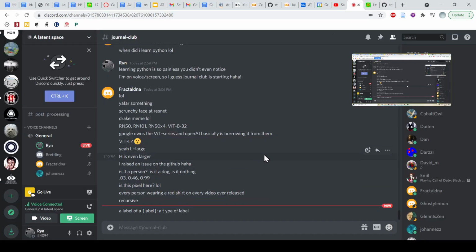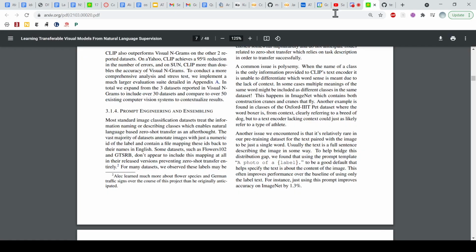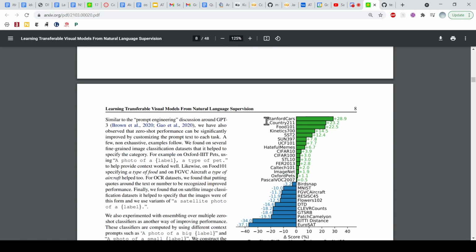A label of a label. You could look for name tags and labels and kind of get meta with it. That would be fun. Let's see. I'm trying to think of.